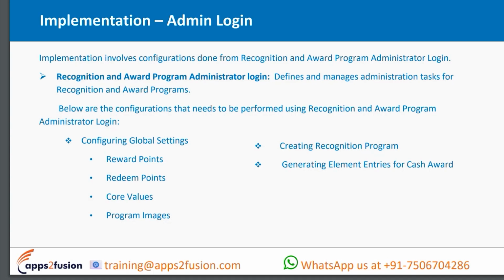If a recognition program includes cash rewards, the administrator needs to generate element entries for cash awards. Once a manager gives an award or reward points, and an employee redeems them, that process goes to the administrator. He needs to create these element entries to define the monetary amounts that can be awarded as part of the recognition program. This setup also includes configuring eligibility, amount, and conditions associated with receiving cash awards.